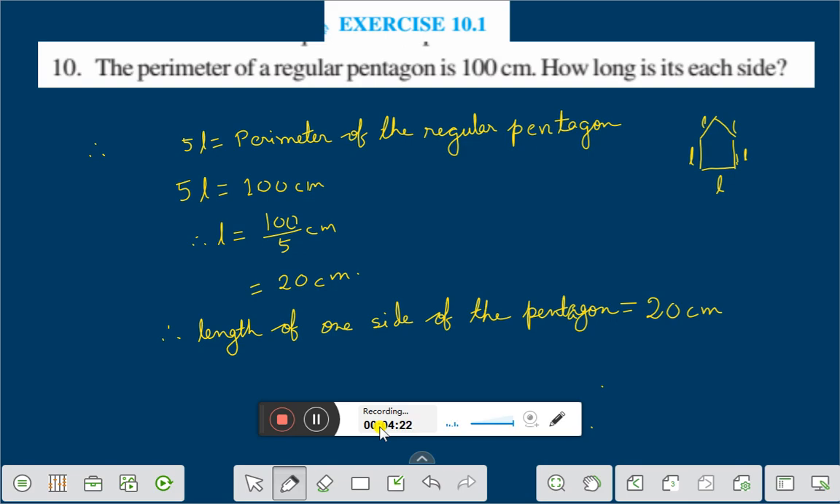Therefore, if we say that the length of one side is L, then the total length is equal to 5L, and 5L equals 100 centimeter. Therefore, L equals 100 by 5 centimeter, or L equals 20 centimeter. Therefore, we can say that the length of one side of the regular pentagon is equal to 20 centimeter. This is the solution of question number 10.